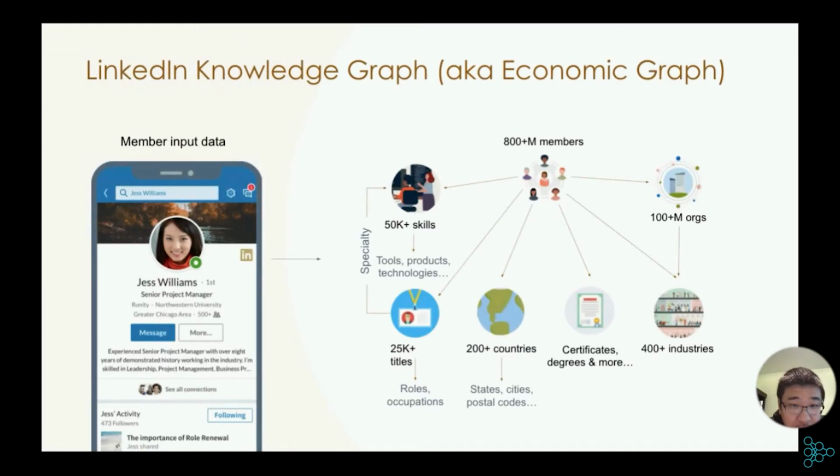Let's just use the member and the skills as one example to introduce the LinkedIn knowledge graph in these slides and also in the following slides. We have more than 800 million members and 50,000 skills. Member entities are self-created by members, and the skill entities are created by LinkedIn. Next, please.